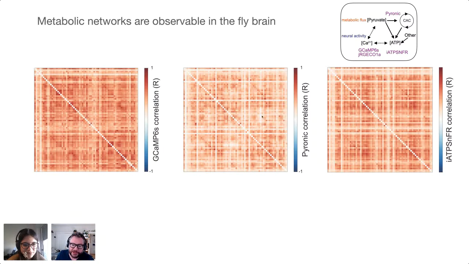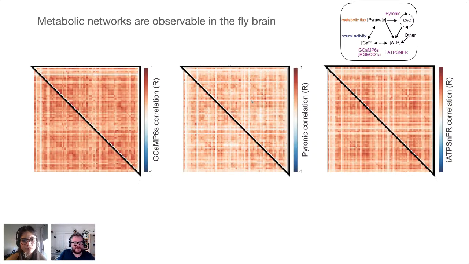So this means that when we just look at pyruvate concentration or ATP concentration, there is structure to that across the brain when there doesn't necessarily need to be. And furthermore, as I'm going to show at the bottom of this, it corresponds very well with the network that we observe with calcium.